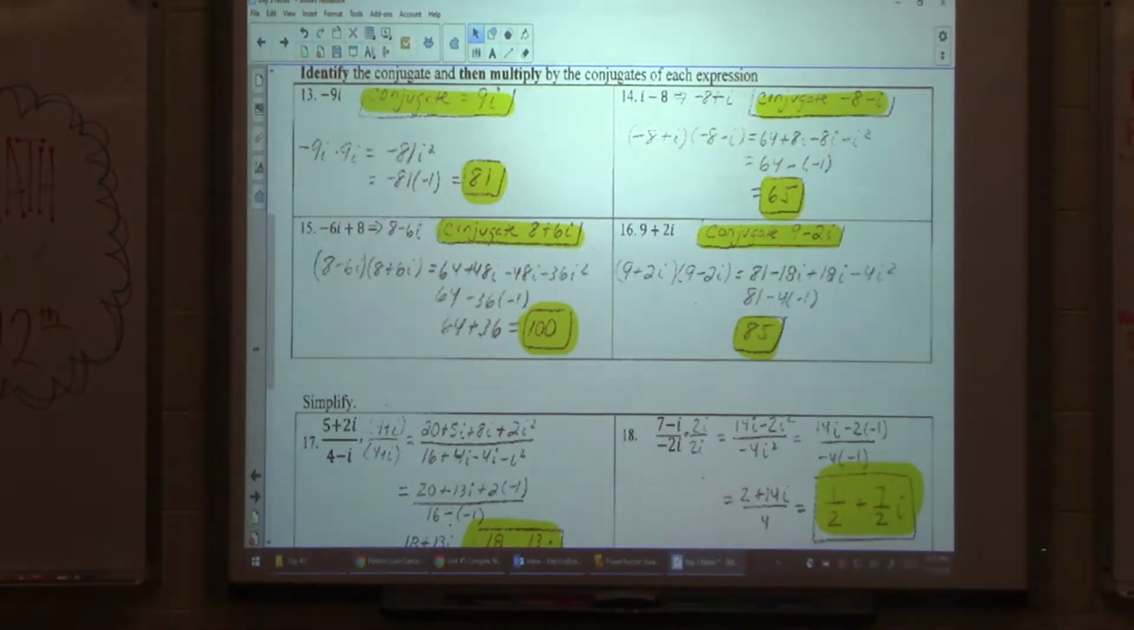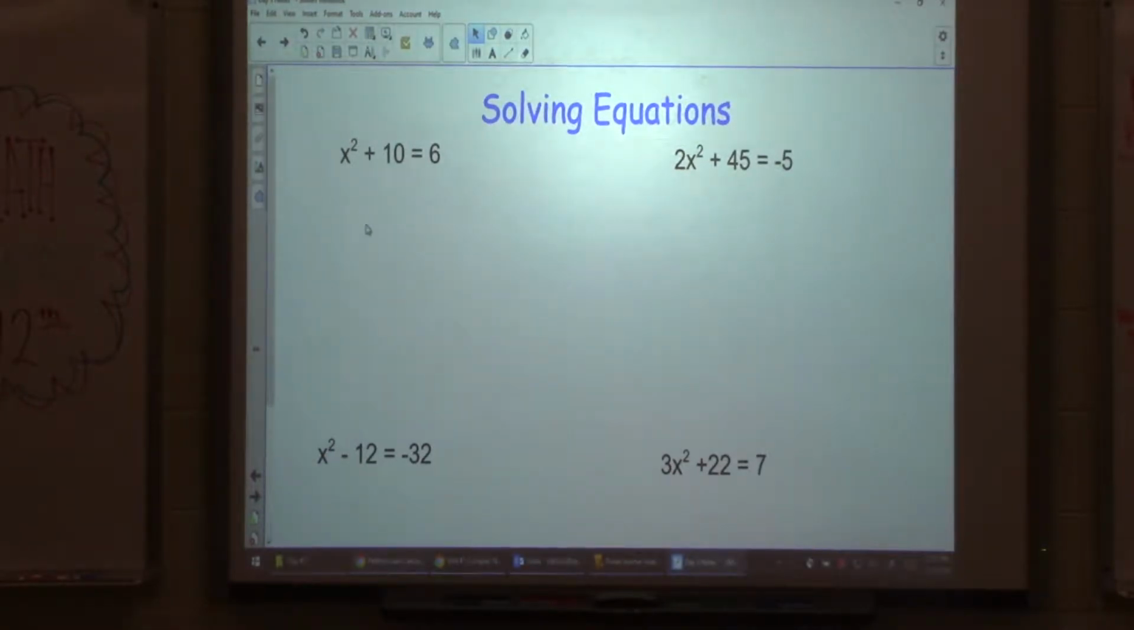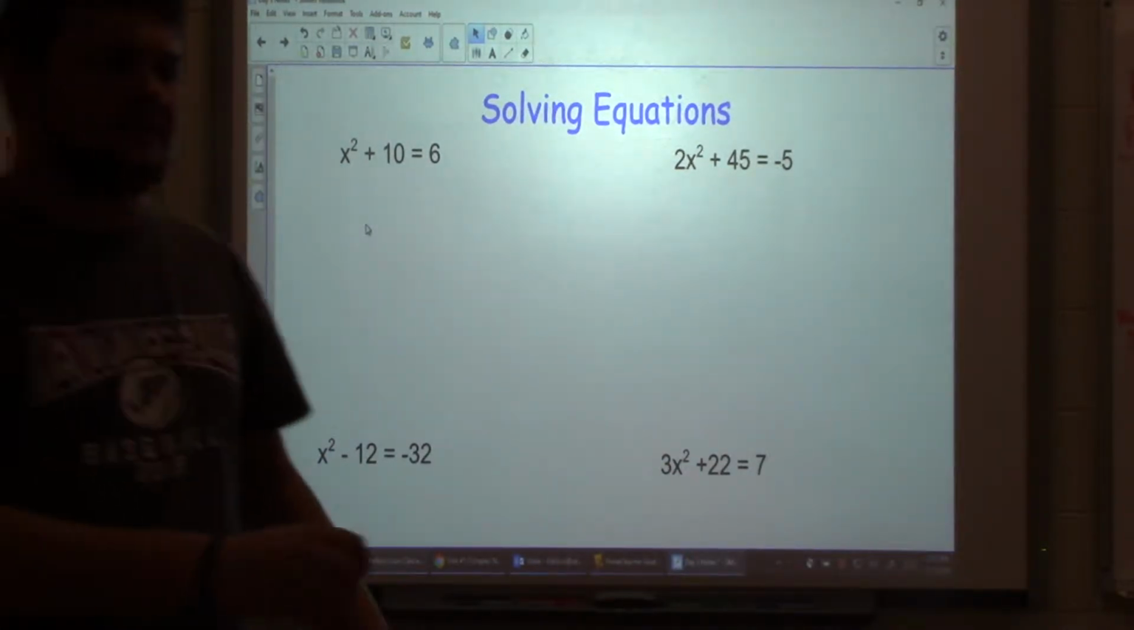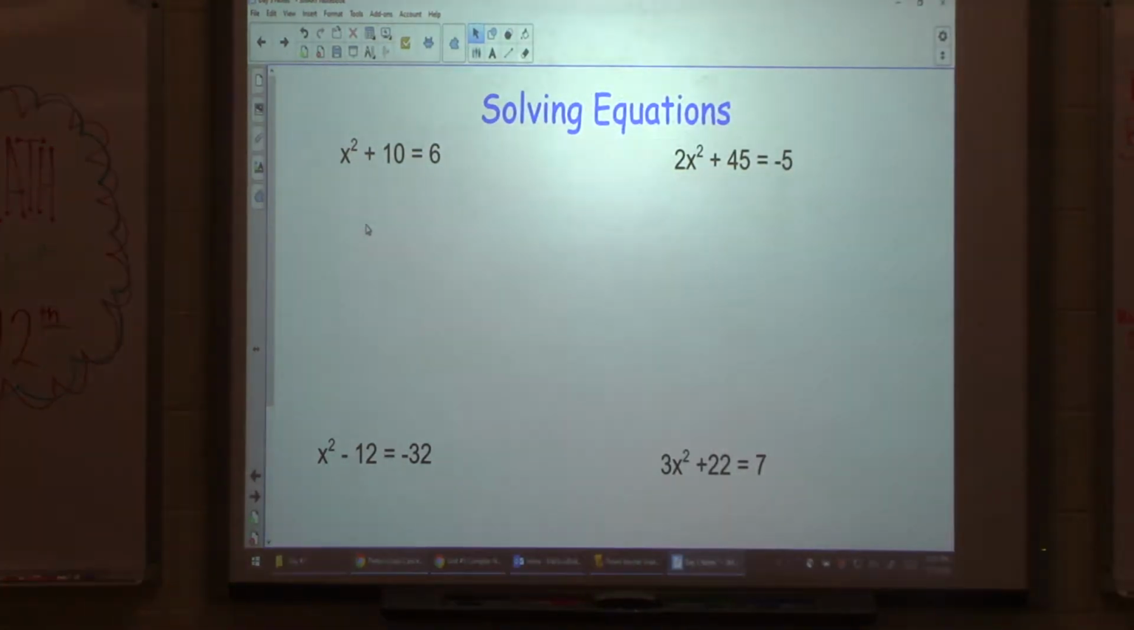Alright, so solving equations. Hey, we've all solved equations before, right? Sweet. That's all we're going to do today, except now we're going to use imaginary numbers in it.